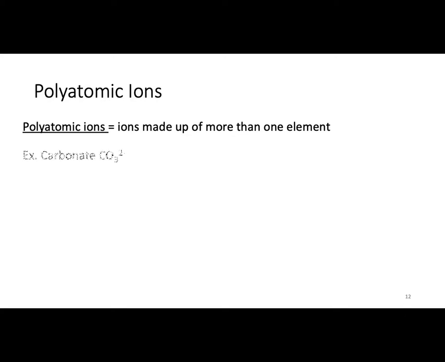Okay, polyatomic ions. This one, you're going to need a chart, polyatomic ion chart. You do not have to memorize these polyatomic ions. You'll always have a chart to look at. So polyatomic ions are ions made up of more than one element. So for example, carbonate is CO3 2-. So there's a covalent bond happening between that carbon and those 3 oxygen atoms, but there's not quite enough electrons yet to make that stable.